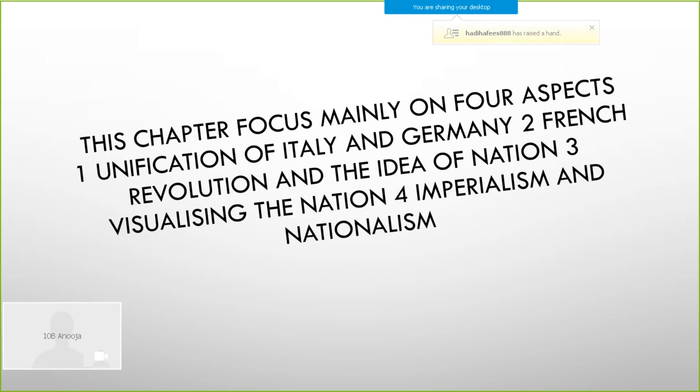And in the Indian context, the nation is expressed as Bharat Mata. And in this chapter we are discussing imperialism.